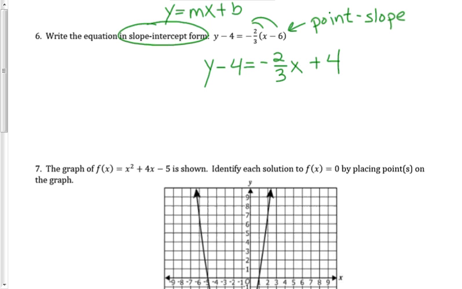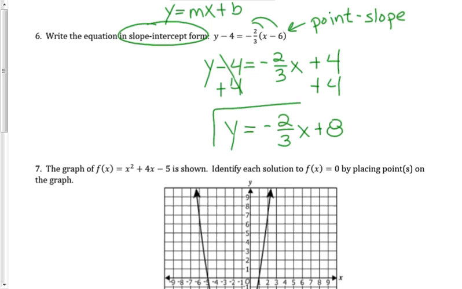From here, we want to get the y by itself, so we need to cancel out this negative 4 by adding 4 to both sides, making sure we only combine like terms. So I'm going to add it here at the end to the positive 4. 4 plus 4 gives me 8. So in slope-intercept form, that equation would be y equals negative 2/3 x plus 8.